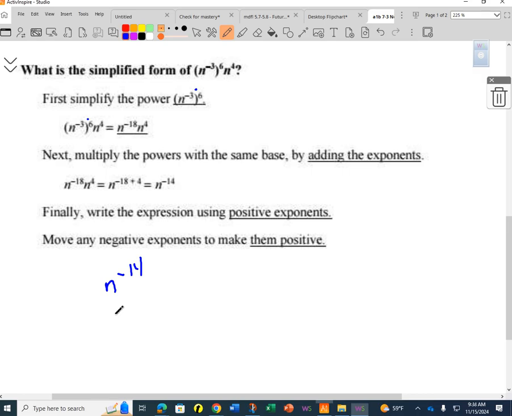Since it's a negative, we know it's going to be a fraction. We're going to make it a fraction, and then we move anything that has a negative exponent. If it's in the top, we move it to the bottom and make it positive. If it's in the bottom, we move it to the top and make it positive. What do we put in the top if there's nothing left up there? 1. And that's your final answer.